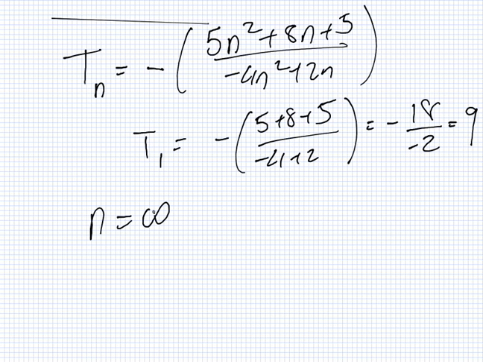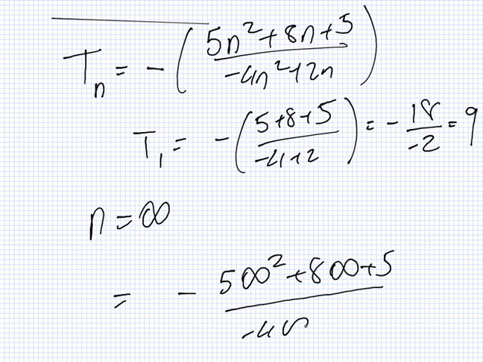Now, you might say, okay, what happens if n equals infinity? Well, let's see what we get. Minus 5 infinity squared plus 8 infinity plus 5 over minus 4 infinity squared plus 2 infinity. What the heck is that? So this doesn't work. We need to try it a different way.